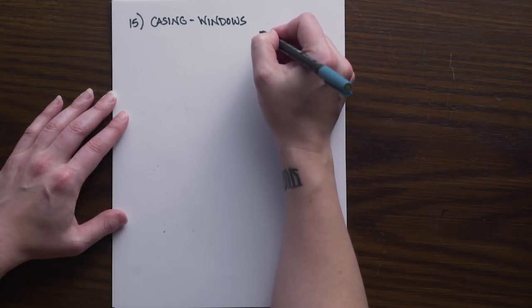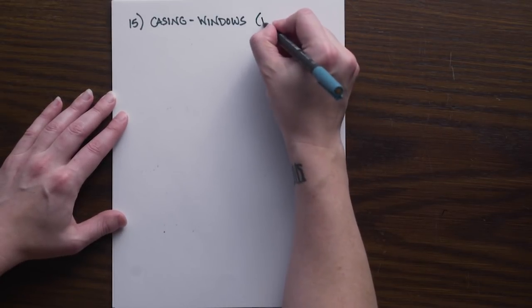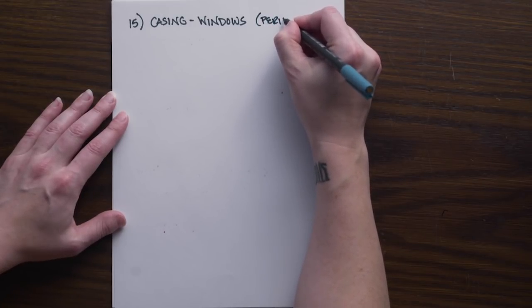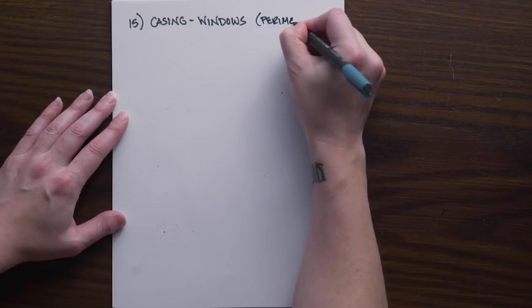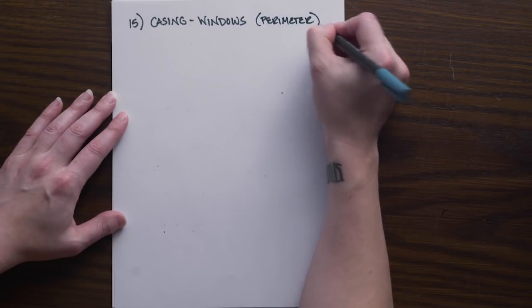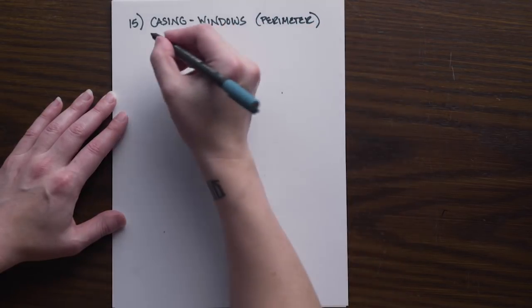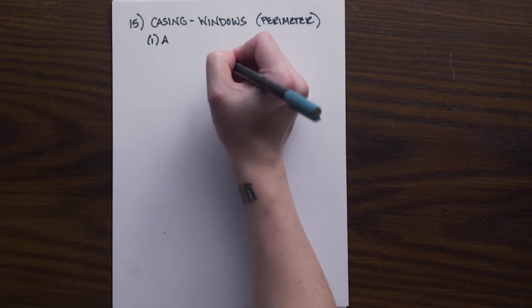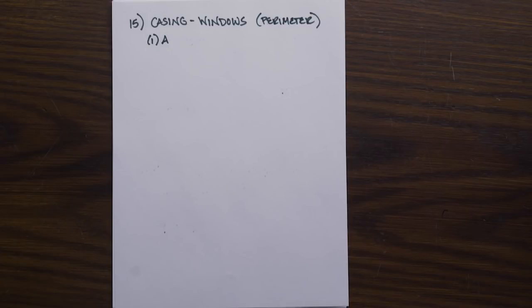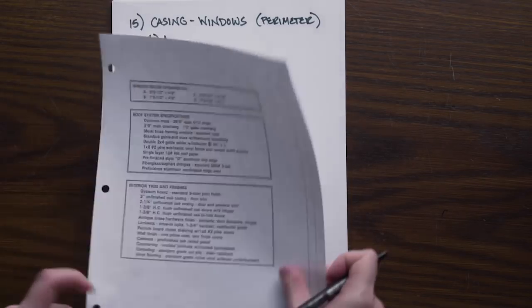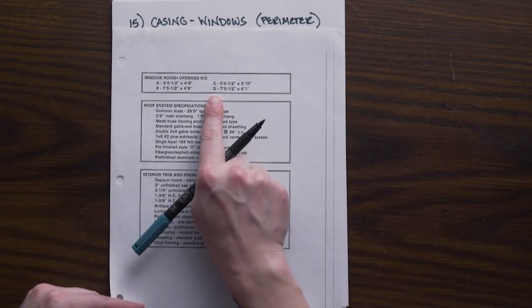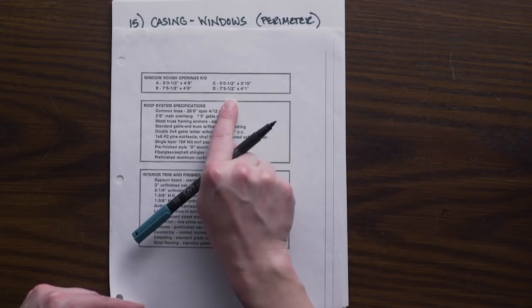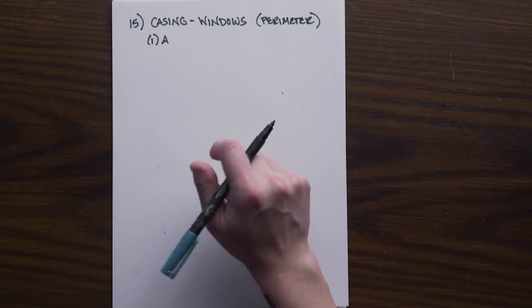So number 15, just looking at the windows, again, we're calculating a perimeter, 2 times the length plus 2 times the width, but in this case it would be 2 times the width plus 2 times the height. So we have different types of windows. We have our A windows, and again, we want to use our rough opening dimensions. Those are provided on our window schedule. So we will just pull these numbers exactly off of here.